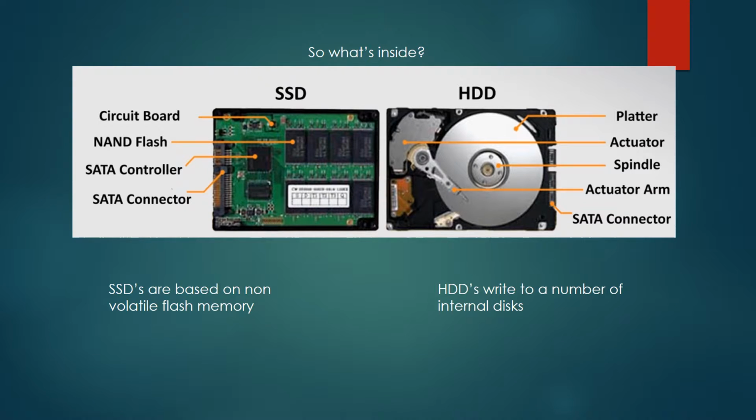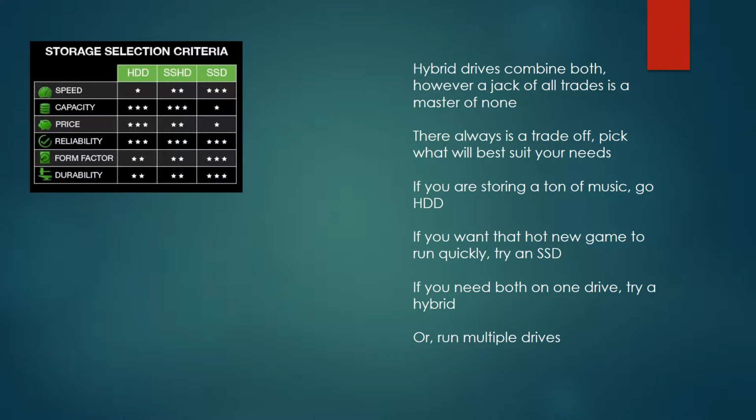So what's inside these things? Solid-state drives function very similarly to a flash drive, and hard disk drives have a hard disk. Solid-state drives are based on non-volatile flash memory, and hard disk drives write like a record player. Hybrid drives contain both a hard disk and a solid state, but they're not particularly great at either one. There's always a trade-off, so pick what best suits your needs.